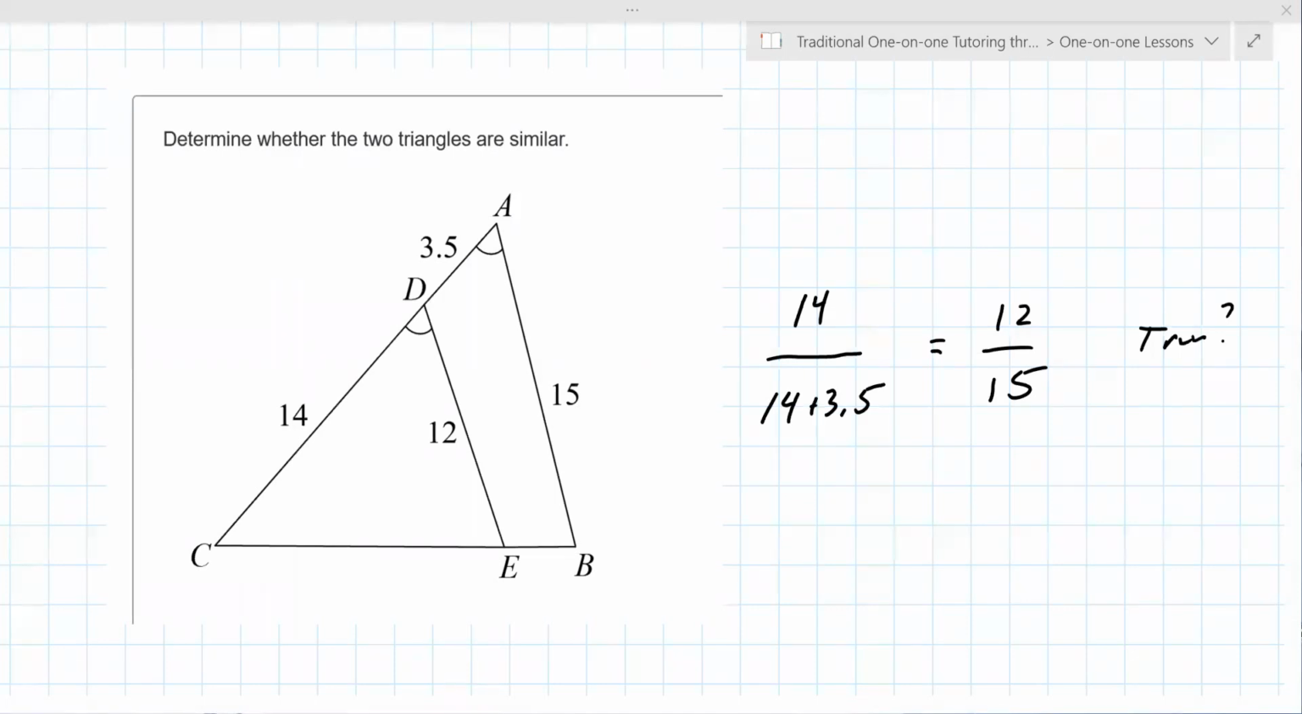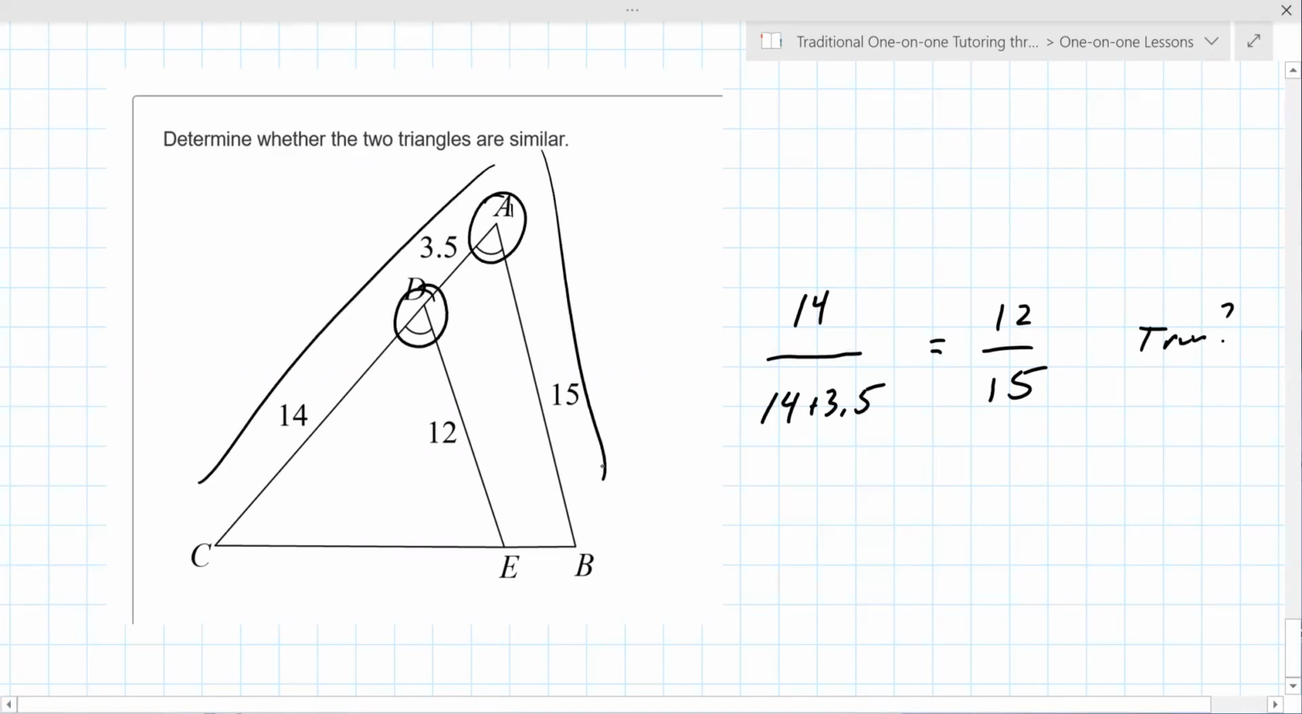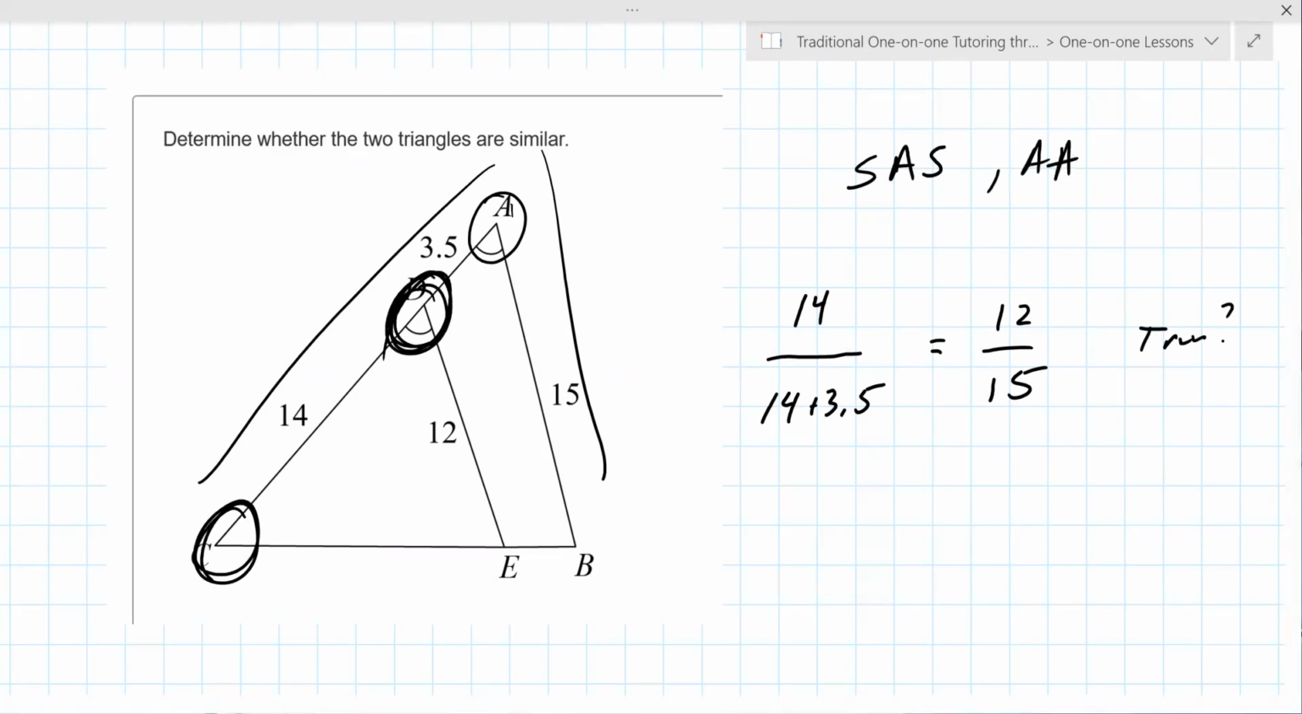Yes, they are similar. So do you see now that what we just did is we used this angle and this angle, this side and this side. So that's side angle side. But also notice that you have this angle down here and this angle down here. That's angle angle. So there's actually two ways to do this problem to get the correct value.